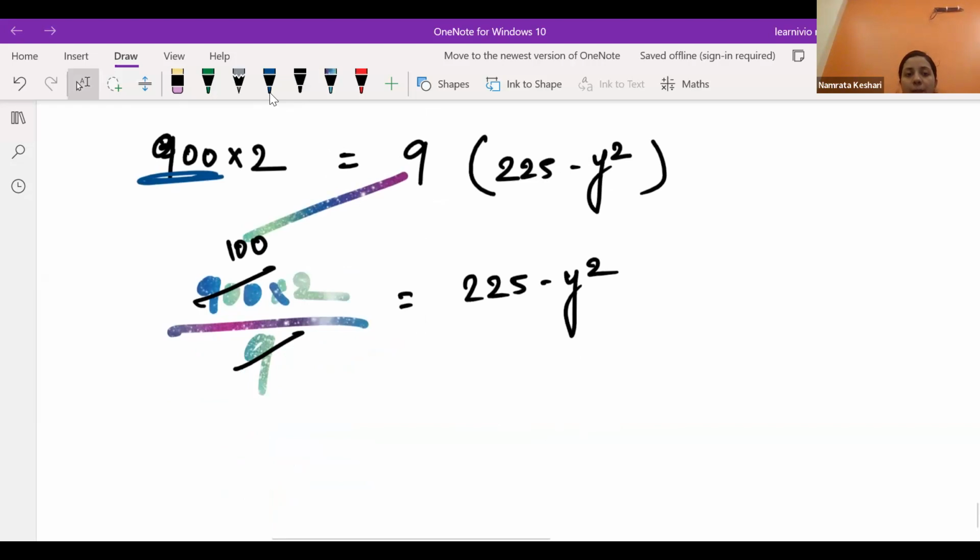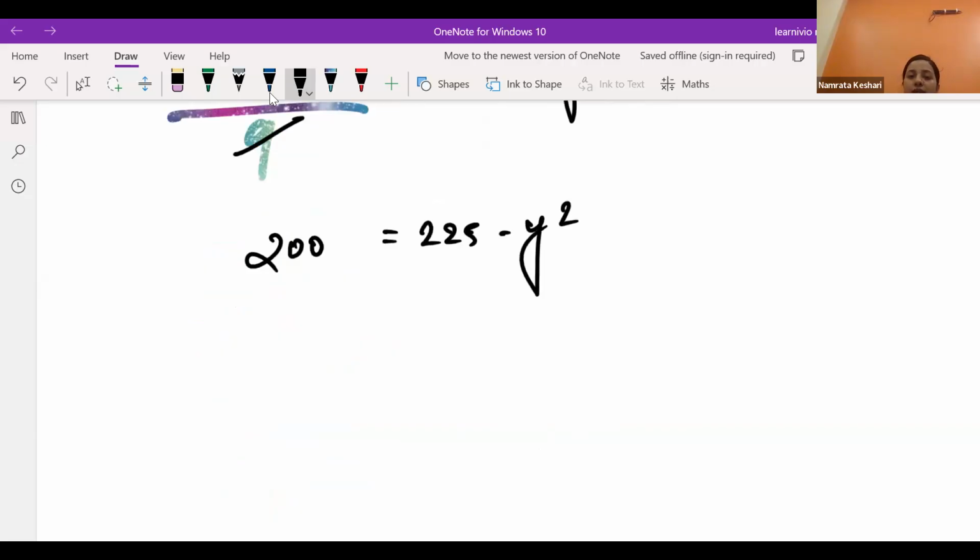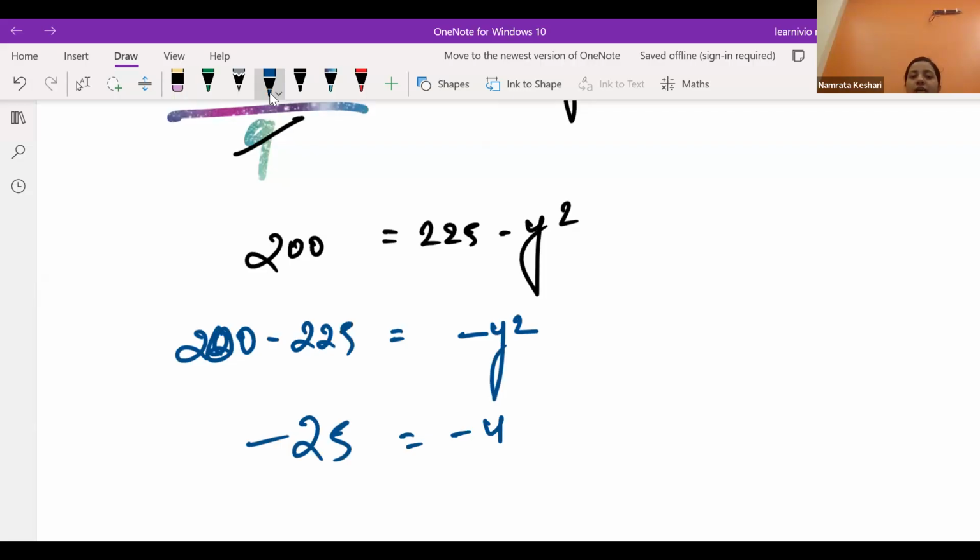Are you getting it? Yes, ma'am. So it is 200 and that is 225 minus y square. See, we don't even have to use the quadratic formula or anything. The equation is really simple. The y value we will easily be able to find. We can say minus y square if you want to put it over there, or you want to take the y square over here, your wish. Minus 25 is equal to minus y square. y square is just 25 and y value is plus minus 5, right?